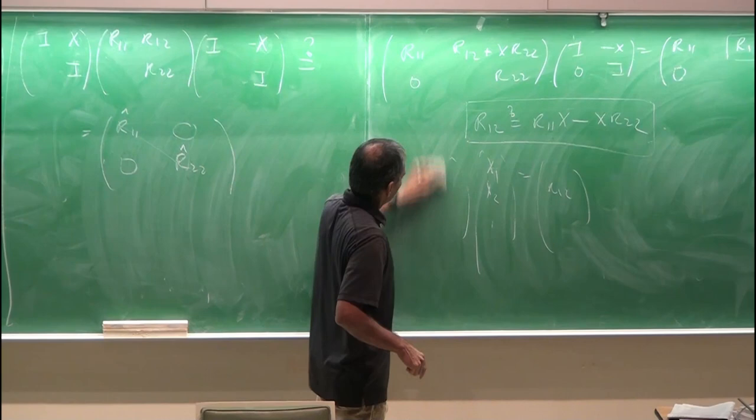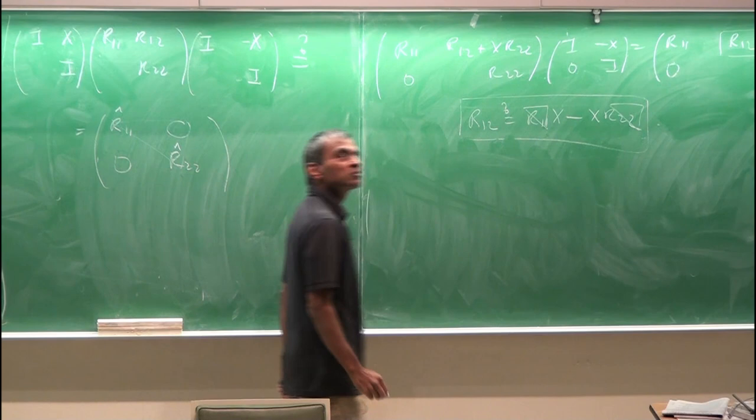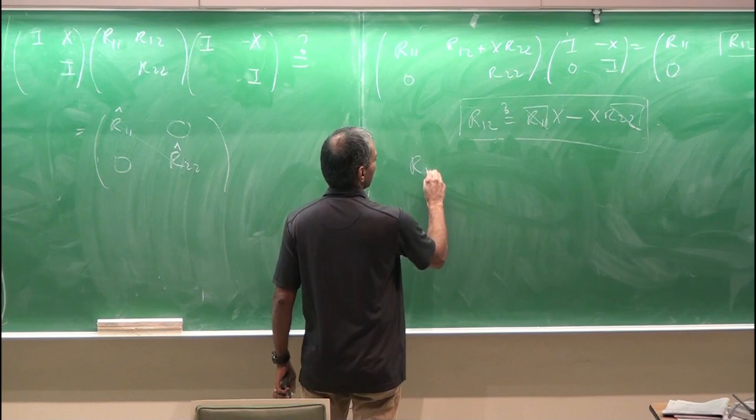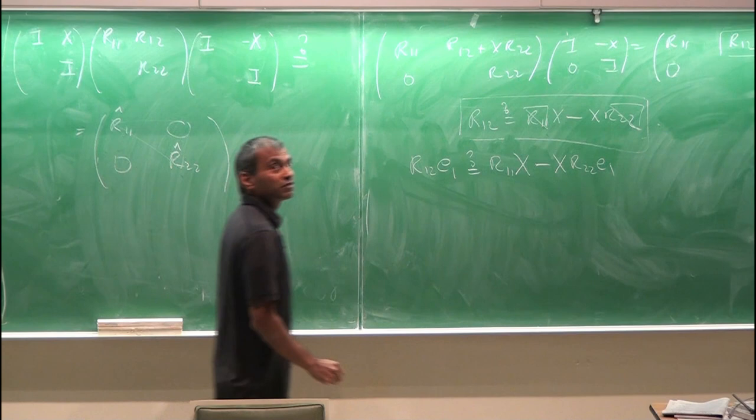What we're going to do is guess a clever way to do this by exploiting the fact that both R11 and R22 are actually upper triangular. So we'll just exploit that. We notice that if I multiply both sides of the equation by the first column of the identity, E1, then this is going to exploit the upper triangular nature of this matrix, and we see that on the left-hand side, of course, we get whatever is on the left-hand side.